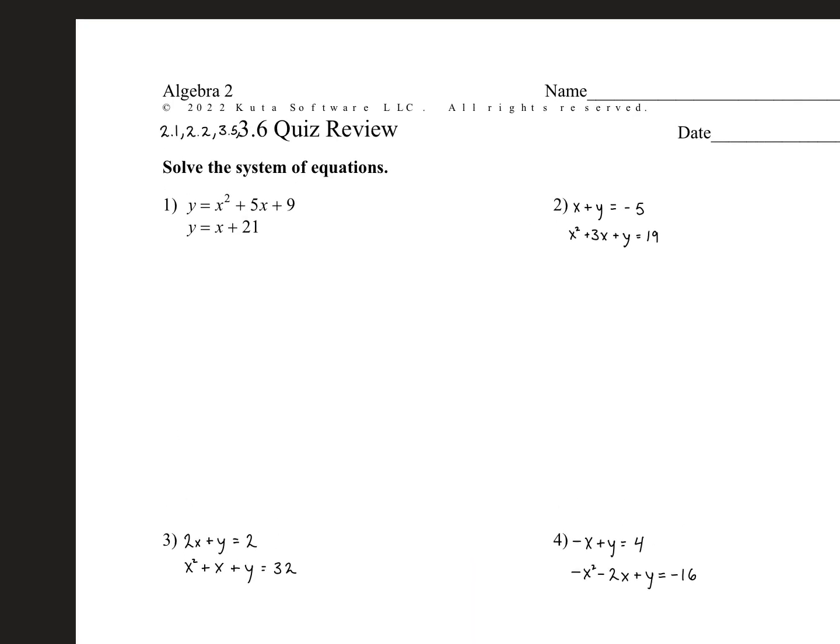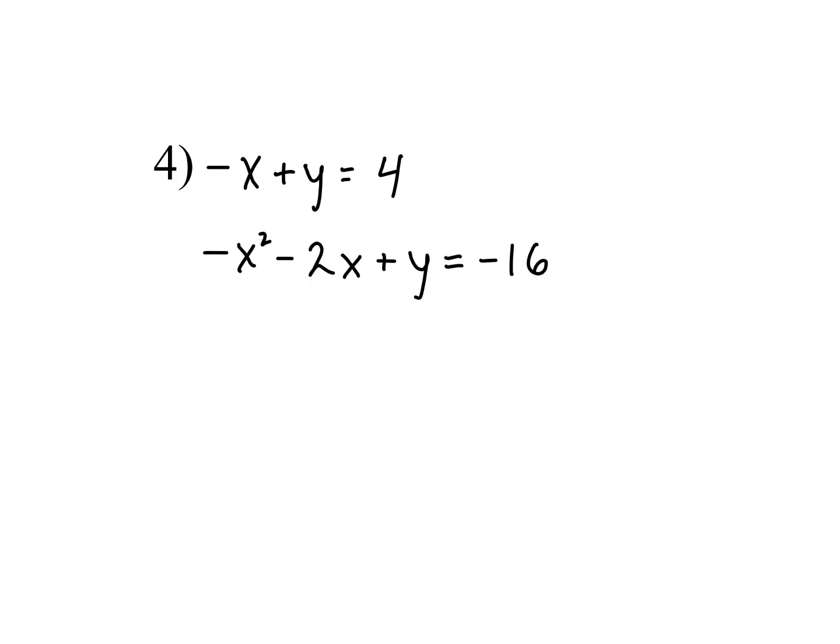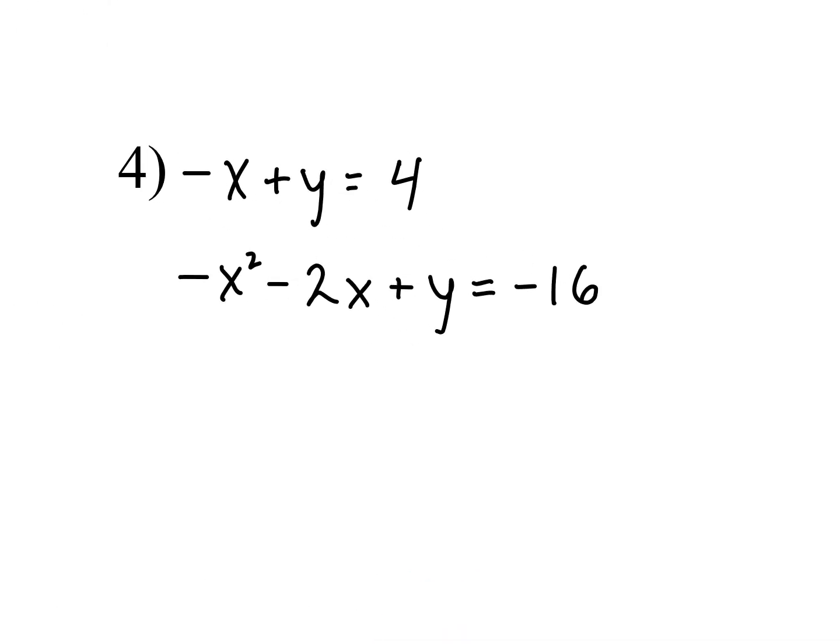So the first section here, these are questions from 3.5. Let's take a look at, let's do number 4 together. We always want to set the smaller equation equal to whatever variable is not squared. Notice how in the second equation here, y is the variable that's not squared. So I want to make this first equation y equals.